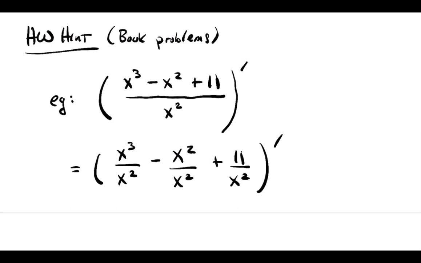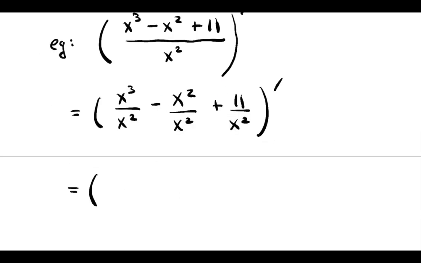But still, I need to simplify this thing a little bit. Rules of exponents. x cubed over x squared is x. x squared over itself is 1. 11 over x squared, I'm going to write it as 11 times x to the negative 2. There. Now it's ready for the power rule.